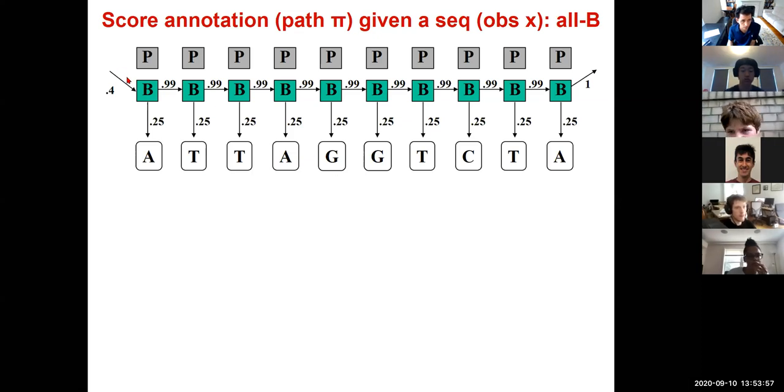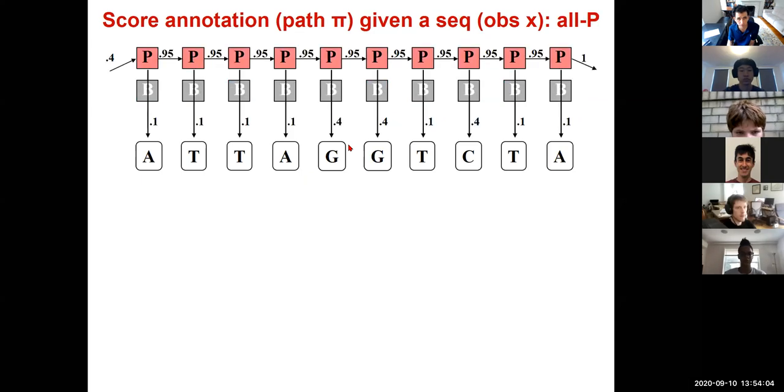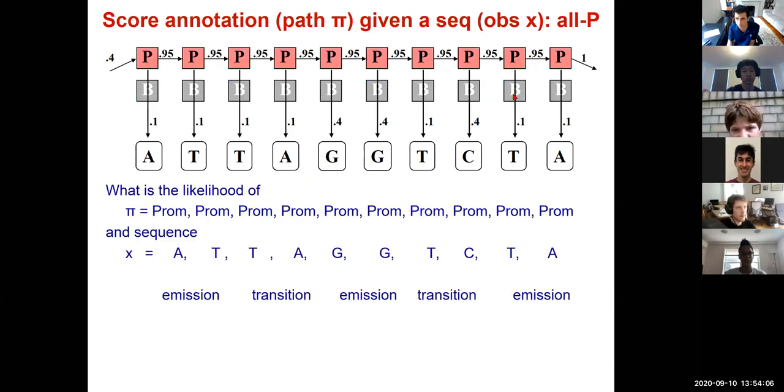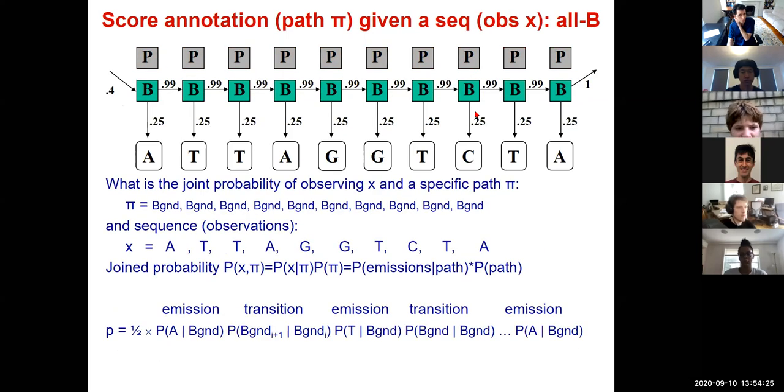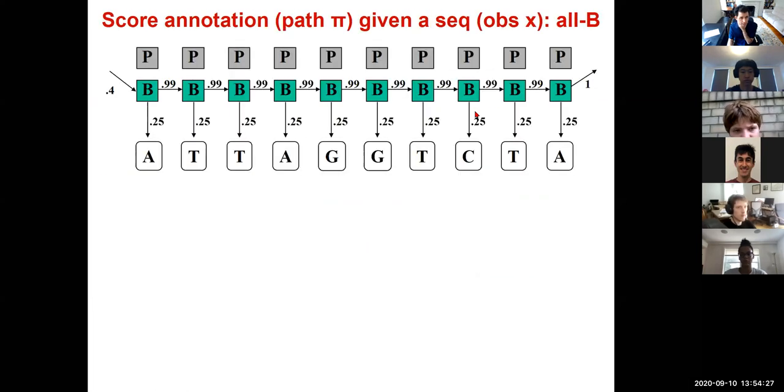Maybe we should actually calculate the total probability of being in a promoter state versus the total probability of being in a background state, and figure out what is more likely. And maybe there's a third option where I'm in a promoter state only for here, where I have G, G, C, and then I'm in the background state for the remainder, and I transition from background to promoter back to background, okay? So let's see what these probabilities give us.